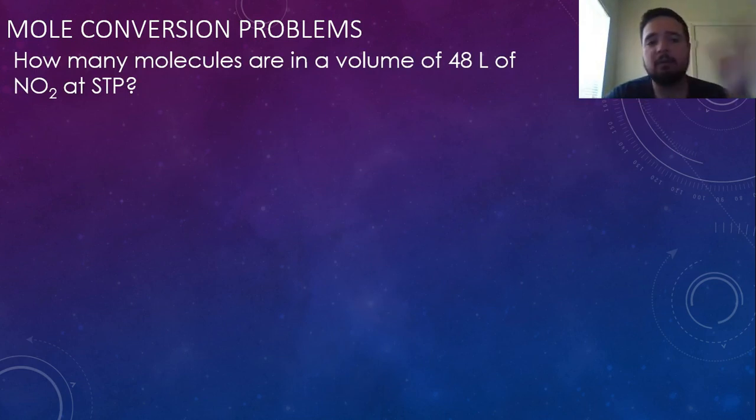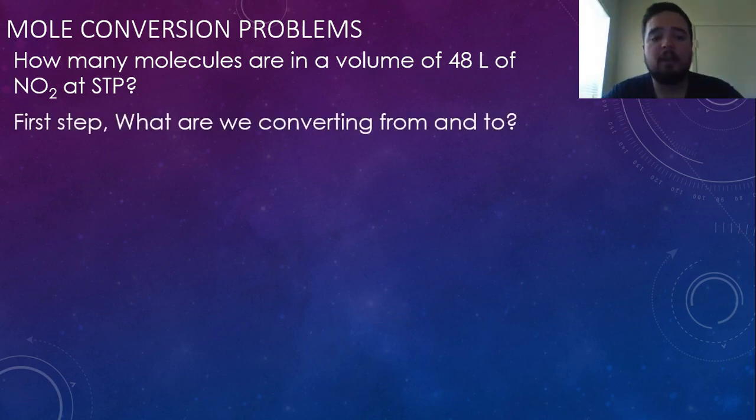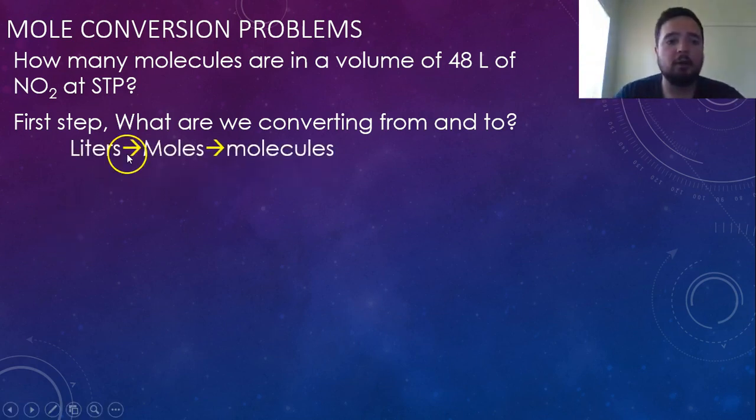Let's see, if I was given how many molecules are in a volume of 48 liters of nitrogen dioxide at standard conditions, STP. Okay, so the first step, you have to ask yourself, what am I converting from and to? And this is why I call it mapping. Find out where you're beginning in the units and where you want to end up in the units. Well, I know I want to go from liters to molecules. Based off the Y chart, to go from liters to molecules, I have to pass through moles first. So I have to go from liters to moles, and then from moles to molecules.